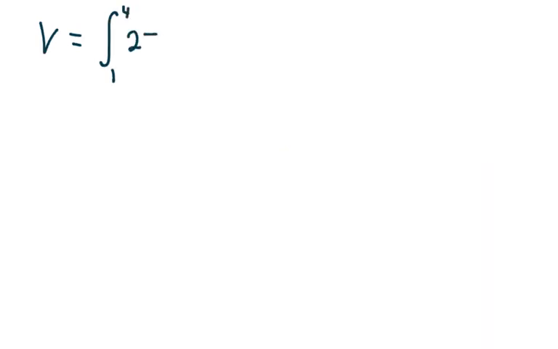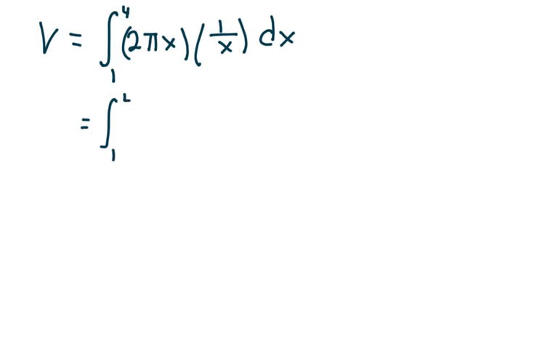We're going to take the circumference, which is 2 pi x. We're going to multiply by the height, which is 1 over x. And then we're going to integrate with respect to x. So that dx is representing the thickness. So this is the integral from 1 to 4. The x's cancel, and you're integrating 2 pi dx. But that's 2 pi x evaluated from 1 to 4.